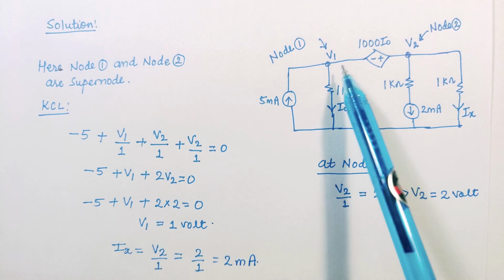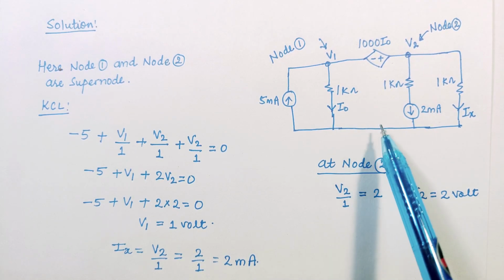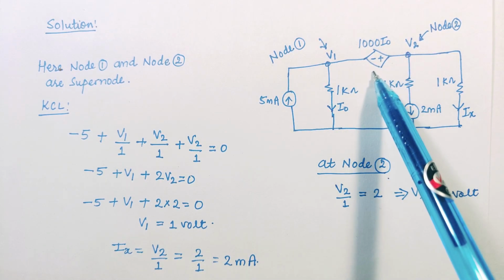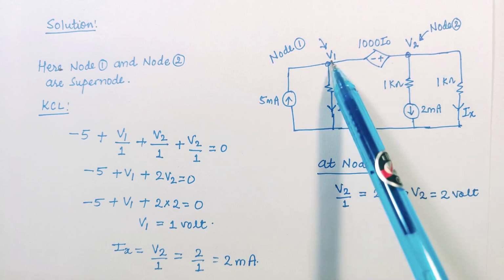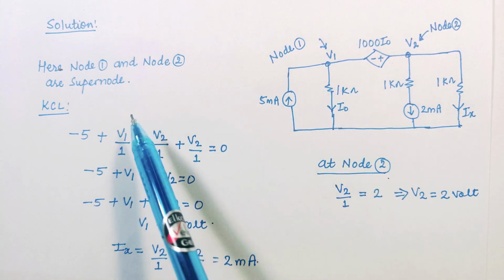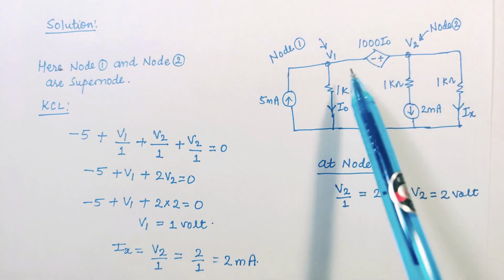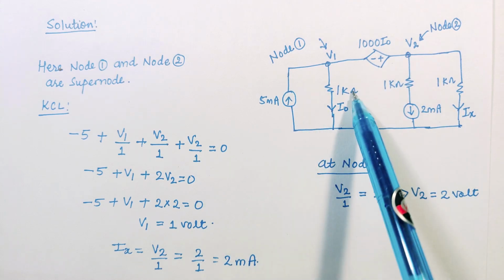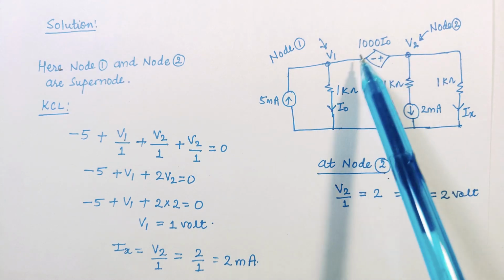Let us assume this is node 1 and this is node 2 and this node is grounded. Between these two nodes only a voltage source is connected. So these two nodes will form a super node. So here we can see node 1 and node 2 will act as a super node. So during application of KCL, we can ignore this voltage source.